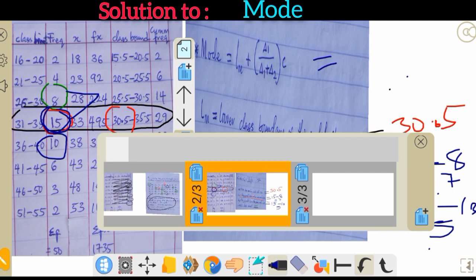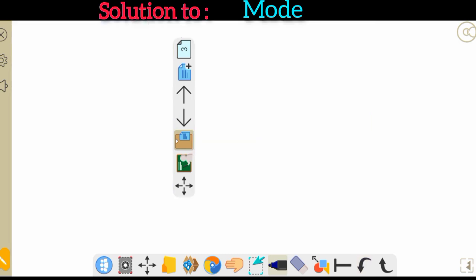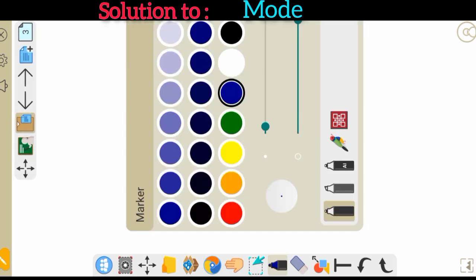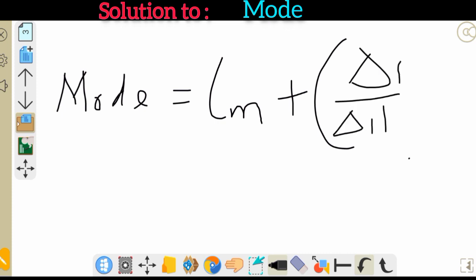So let's look at the data here, so I'll be able to write them out. I want to see if you can follow me in the formula without having any issue. Can you recall the formula? Okay, let's write together. We are dealing with the mode. So the mode is equal to the lower class boundary of the modal class plus, in brackets, D1 over D1 plus D2, close brackets, times the class interval.